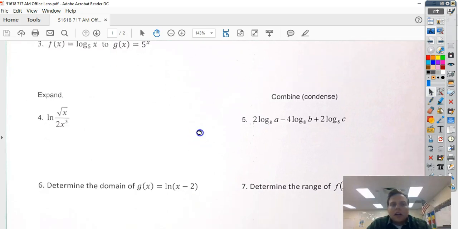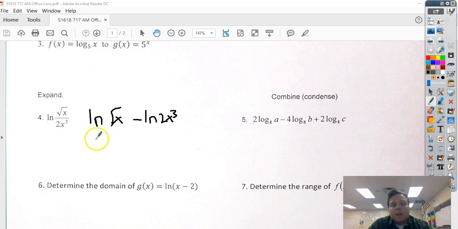Number 4. It wants us to expand. Okay, so first off, we have a fraction. So that means I'm going to be able to break this up into 2 logs. And the numerator minus the denominator. Okay, so they each get their own logs. But now I have to look inside the logs and see if there's not more I can do. Well, this log has a square root, and we know square root is the same thing as raising to the 1/2 power. So we say 1/2 natural log of x minus.